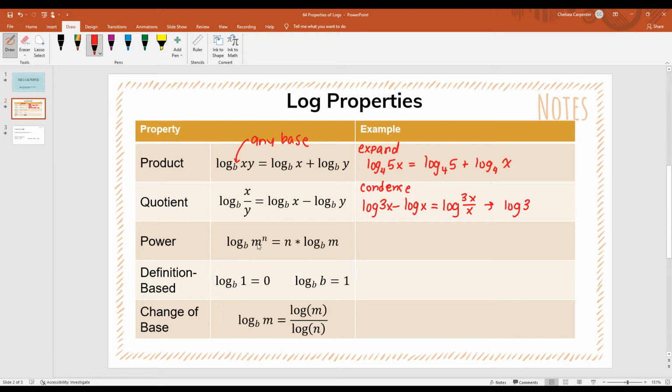The power property down here is a little bit funkier. If we have log base b of m and we have it raised to an exponent, I'm actually allowed to take that and write it in front as a coefficient. So my example here, log base 7 of x to the 4th power. I can expand that and write that as 4 times log base 7 of x.